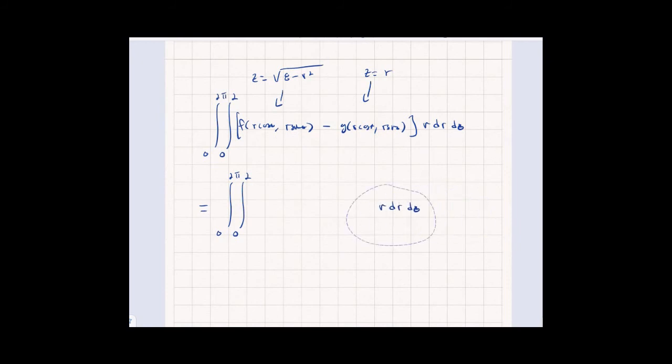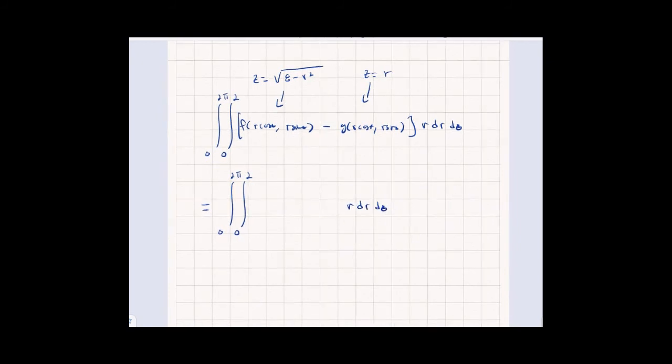the integral with r going from 0 to 2 and theta going from 0 to 2 pi of square root of 8 minus r squared minus r, upper minus lower, times r dr d theta. So this is the integral that we need to do. We need to evaluate this thing first with respect to r. We'll see how to actually do this.